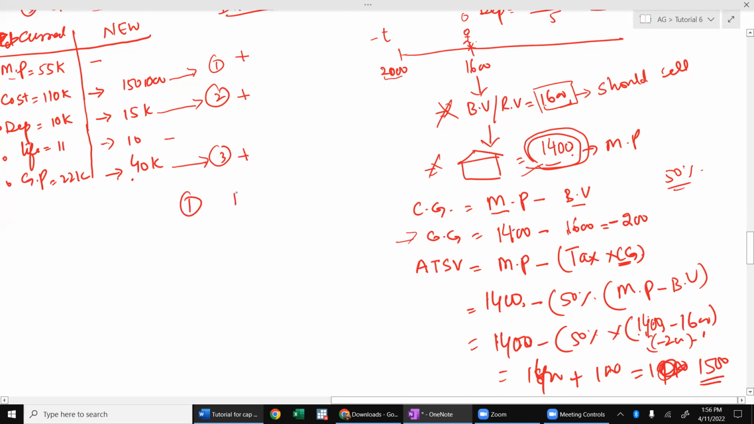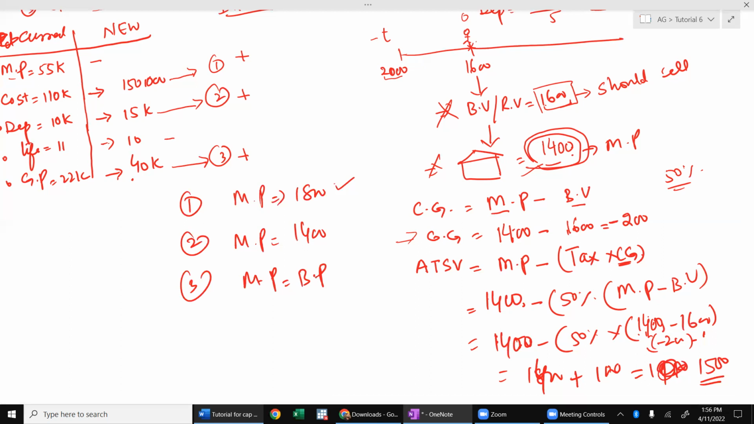Situation number 1, market price was 1800. Okay, we have to pay taxes. Situation number 2, market price is 1400, meaning less than your book value. Number 3, market price is equal to book price. Okay, so if this is the situation, what should I expect, students? It means that it is also 1600, so I will just change it to 1600 minus 1600. There will be 0 capital gain.